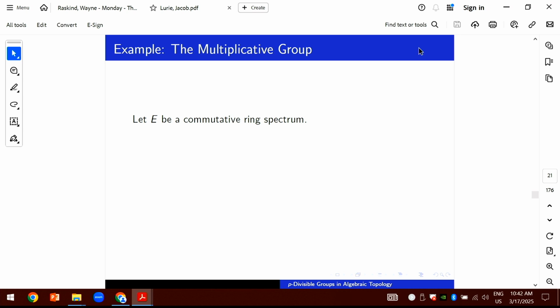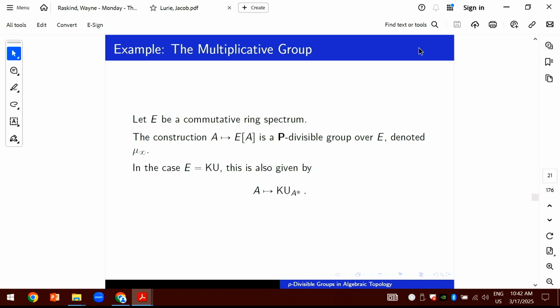Well, let me give an example. If you start with any commutative ring spectrum E, you can consider the construction A goes to E brackets A. That's some incarnation of the multiplicative p-divisible group. Now it makes sense not just over any ring, but over any commutative ring spectrum. And as an example, when E is K-theory, there's another way you could describe that. That's the functor that takes A to K-theory that's equivariant with respect to the dual group of A.